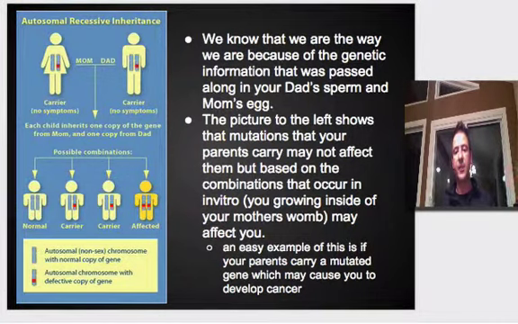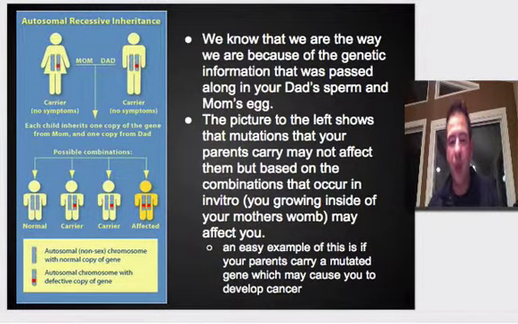So we take our dad's sperm and our mother's egg, and that is what passes on this genetic information. If we take a look at the picture on the left, we're going to see that there are mutations that the parents both carry. Because they both carry it, there's a chance that an offspring could be affected. But it's based on the combination that occurs in utero, when you're growing inside the mother's womb, and those things may affect you during those developmental stages.